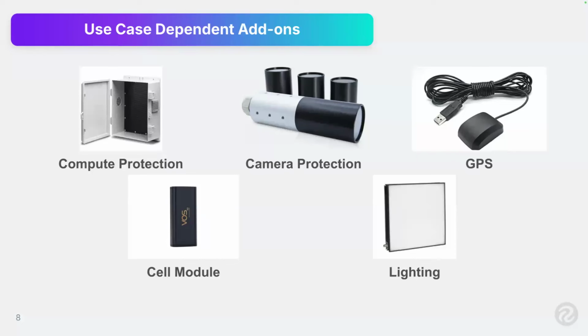Or, we have some customers that say, hey, it's not going to be IP rated, but when we do washdowns, we're going to put a sort of bag over it or something to protect it when we do things like that. GPS: do I need to know where my devices are? Cell module: is this a remote setting where I need cell service because I don't have Wi-Fi or Ethernet or something like that? And then ultimately lighting. Not every application needs additional lighting, but some do.